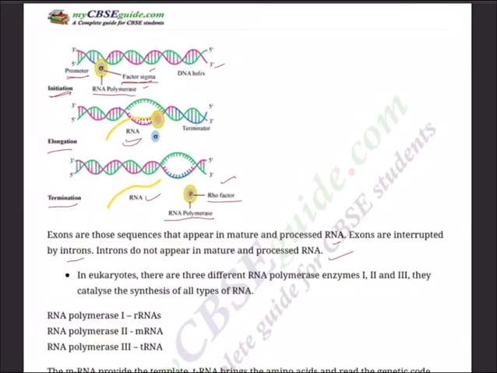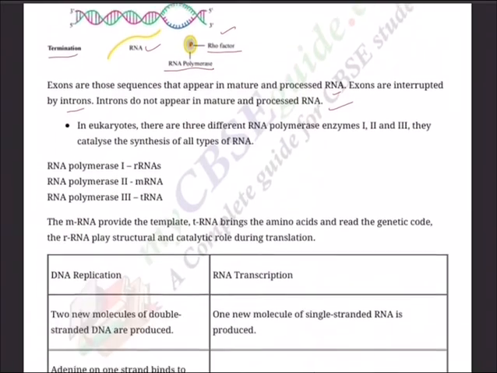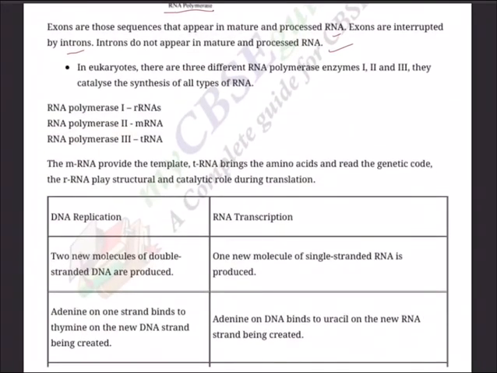There are no introns in prokaryotes. In eukaryotes, there are 3 different RNA polymerase enzymes. Just now we discussed that: 1, 2, 3. They catalyze the synthesis of all types of RNA. And what are those RNAs that are synthesized? RNA polymerase 1, ribosomal RNA. RNA polymerase 2, messenger RNA. RNA polymerase 3, transfer RNA. So the mRNA provides the template, tRNA brings the amino acids and reads the genetic code, and rRNA plays a structural and catalytic role. Now I want you to focus on this structural and catalytic role during translation.